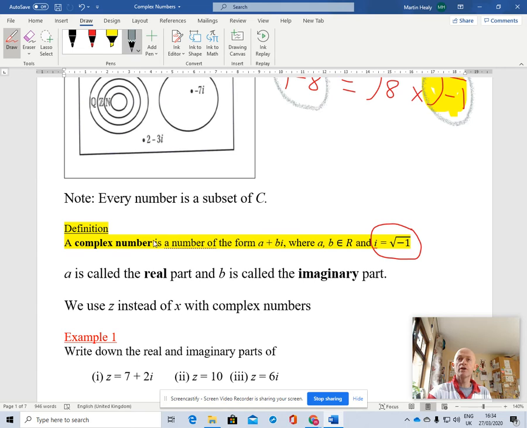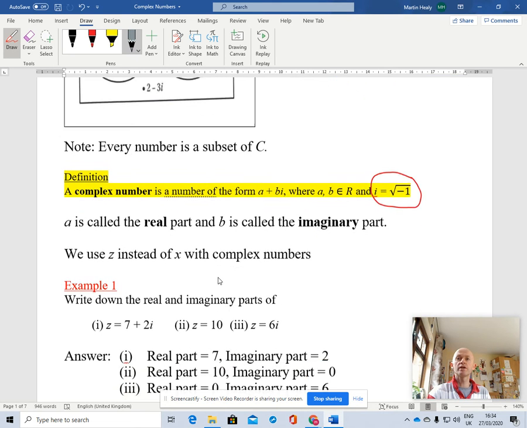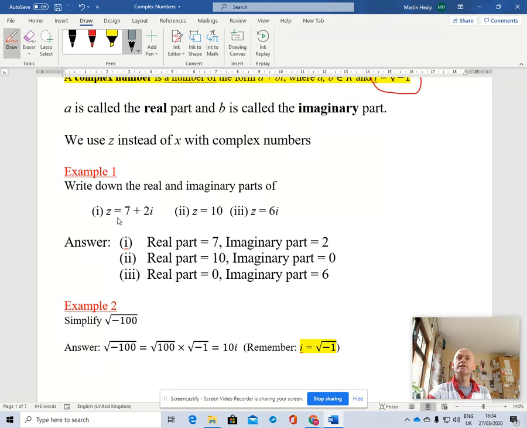So in general, complex numbers have two parts, and instead of calling it x equals, we call it z equals. The two parts are a real part and an imaginary part. The real part is generally called a, so z equals a plus bi. The real part is called a and the imaginary part is called b. As an example, z equals 7 plus 2i, so the real part is 7 and the imaginary part is 2. You can read through the other two examples yourselves.